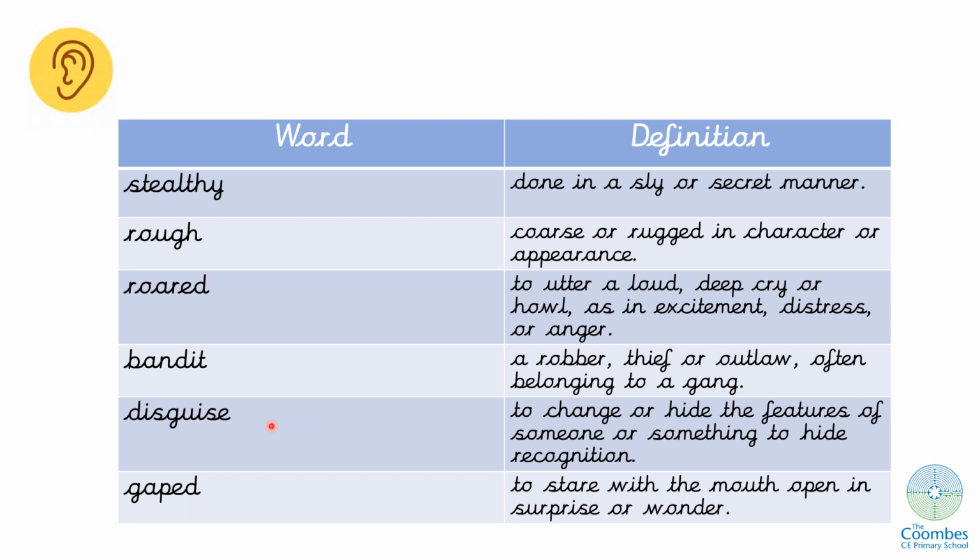Next word we had from the story was disguise, which means to change or hide the features of someone or something to hide recognition. And then we also had the word gaped, which means to stare with the mouth open in surprise or wonder. Well done if you knew what any of those words meant, and hopefully now you will be able to use some perhaps in your writing.